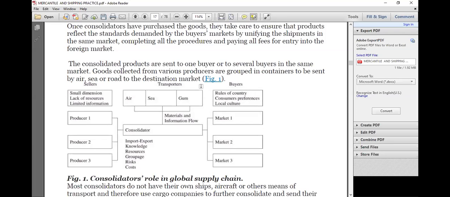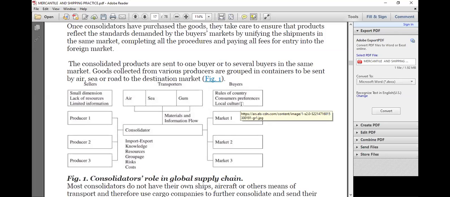The rules of the country: you must know the rules of the country of destination, consumers' preferences, and local culture. So you as a consolidator know the rules of their country, know what those consumers like, and also their culture. Don't send them something which is against their culture. Like maybe you want to ship cow meat to India, and the Indians don't eat cow meat, so you must know the culture. Or you want to export pork to Muslim countries; it would be like an abuse to them. So knowing the culture of a given society you are trading with is very, very vital.